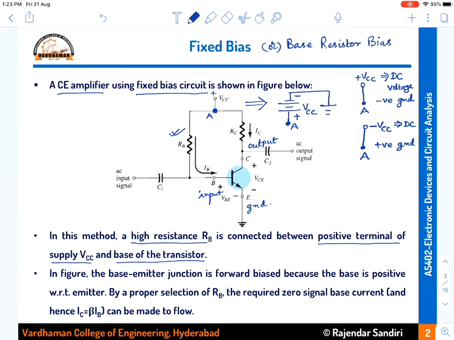So at node A, now plus VCC is connected. So this resistor RB is between the positive terminal of the battery VCC and the base of the transistor. So the high resistance RB is connected between the positive terminal of the supply voltage VCC and the base of the transistor.